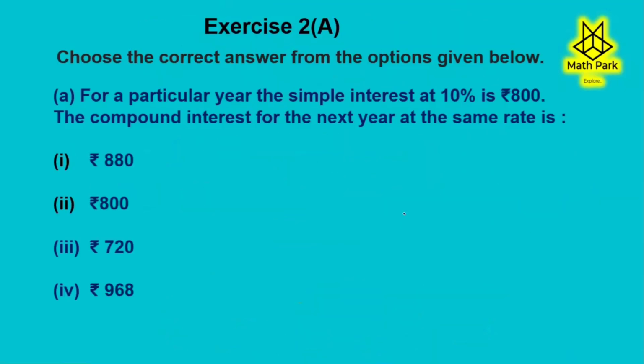So we start with exercise 2A. Choose the correct answer from the options given below. For a particular year, the simple interest at 10% is rupees 800. The compound interest for the next year at the same rate. So if the simple interest is 800, let us find the principal, which is simple interest into 100 upon R into T. So 800 times 100 upon rate of interest is 10% into 1. So the principal is rupees 8,000.